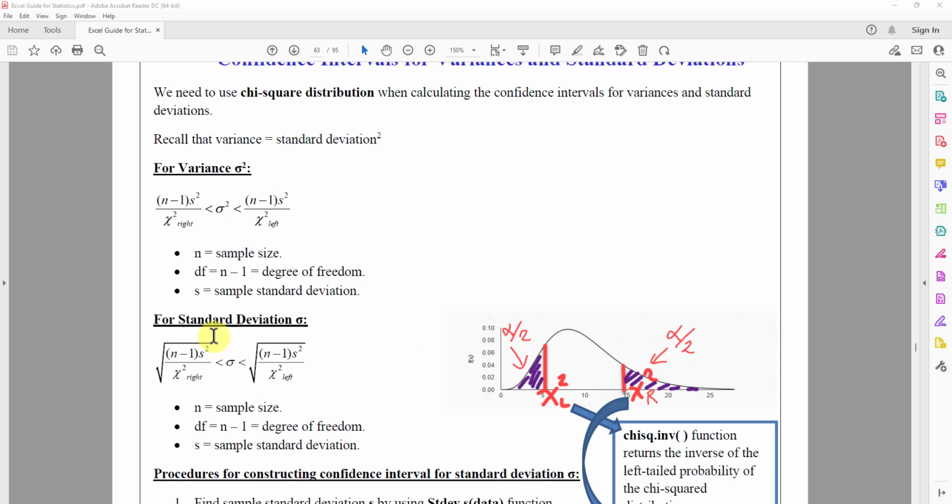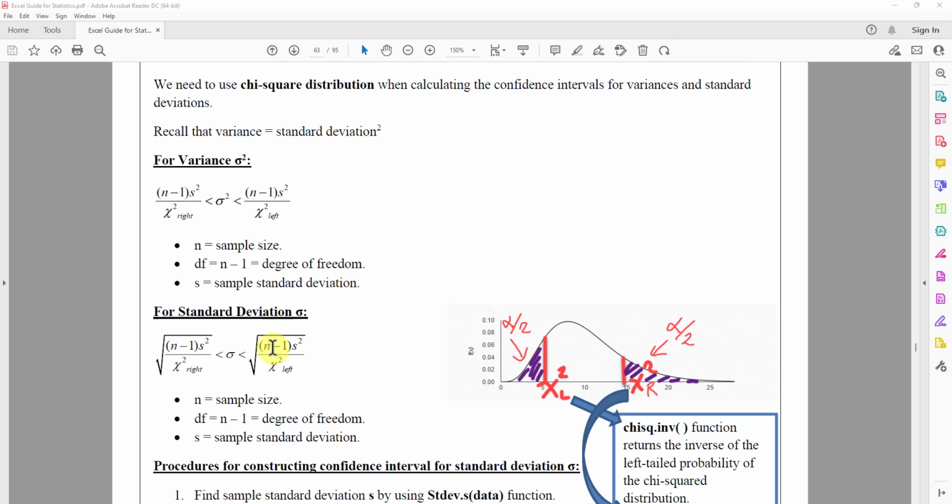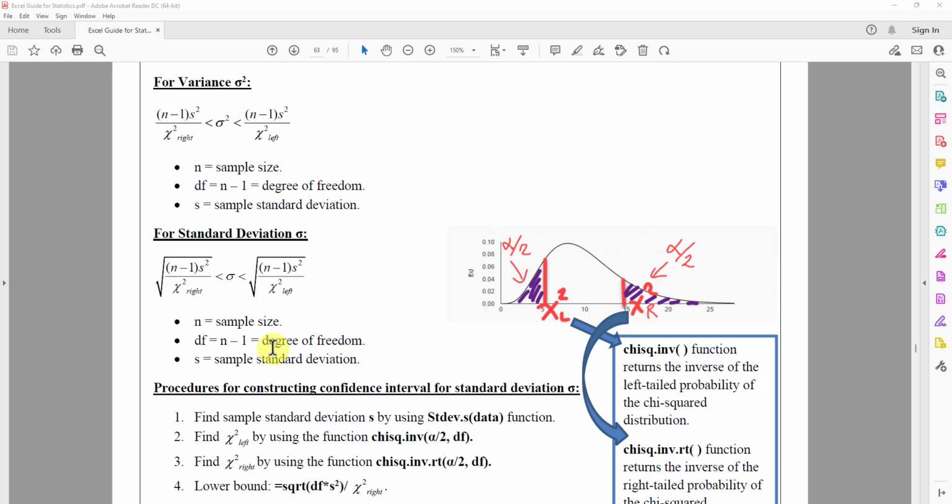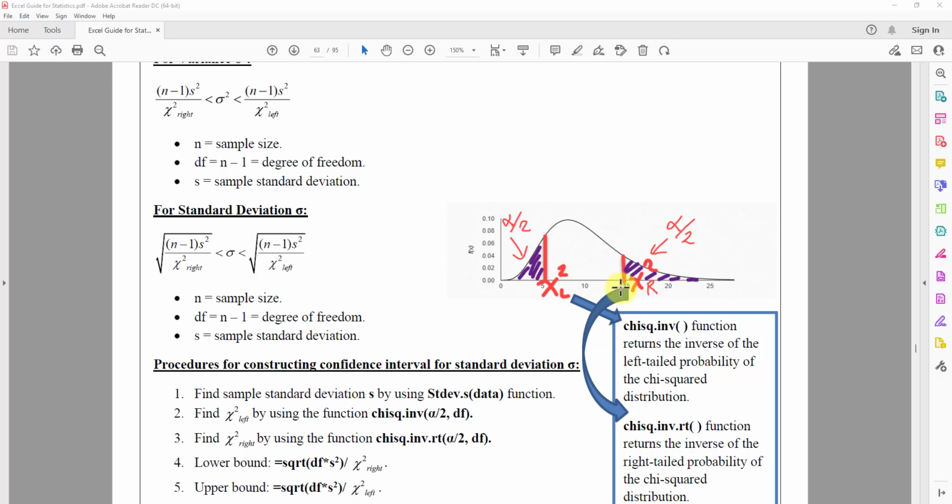And then for the standard deviation sigma, we just have to take the square root on both sides because the variance is the standard deviation squared. So to find the standard deviation, we just take the square root of the variance. Okay, how do I find the left and the right chi-square? This value and this value.